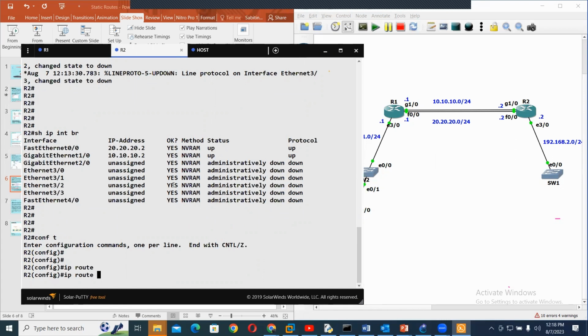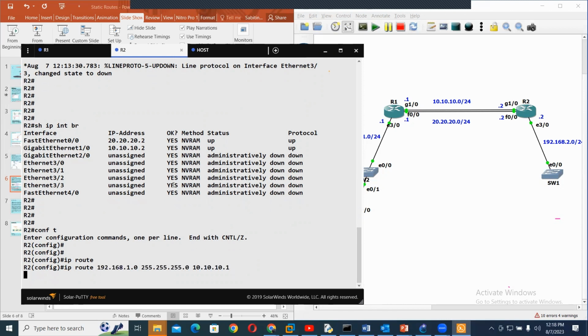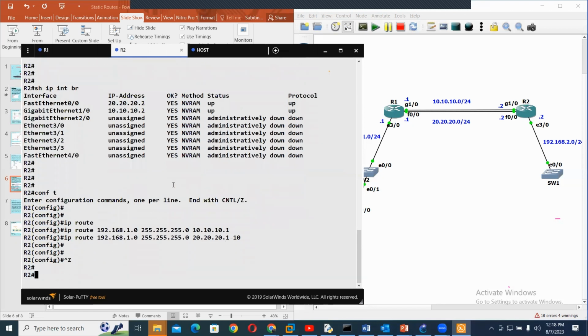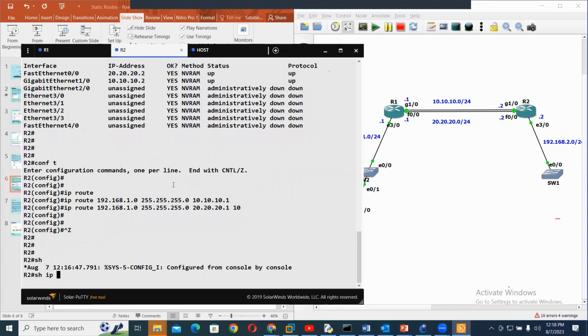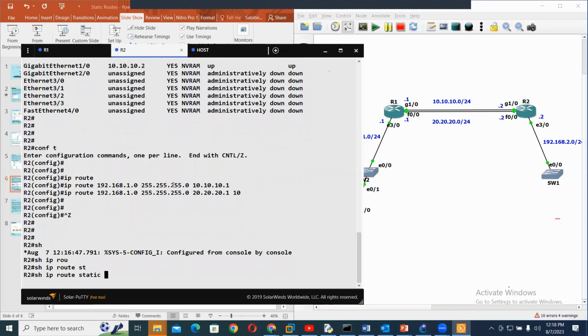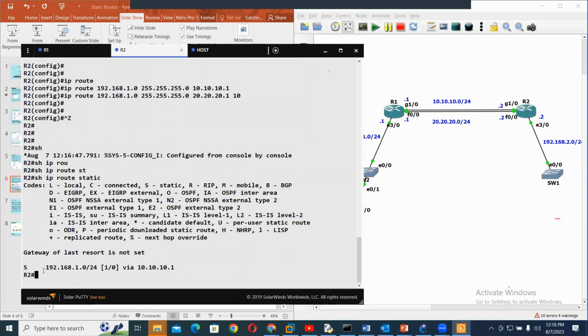For R2, IP route 192.168.1.0 255.255.255.0. Next hop is 10.10.10.1. Next hop here is 20.20.20.1 and an AD of 10. Okay, let's show IP route static. As you can see, it has only picked one route for 10.10.10.1.